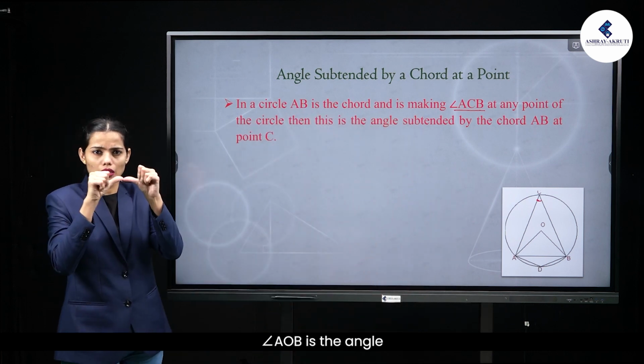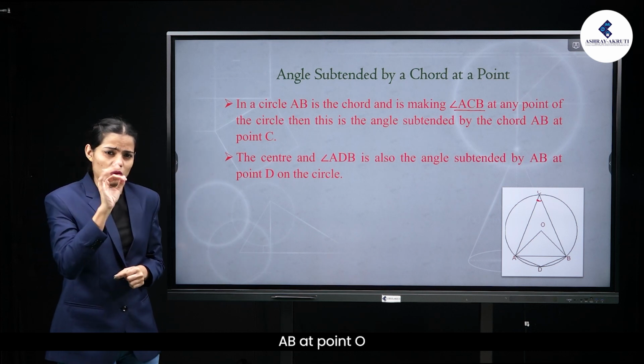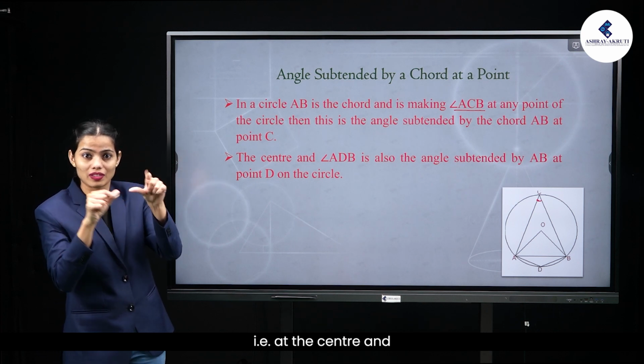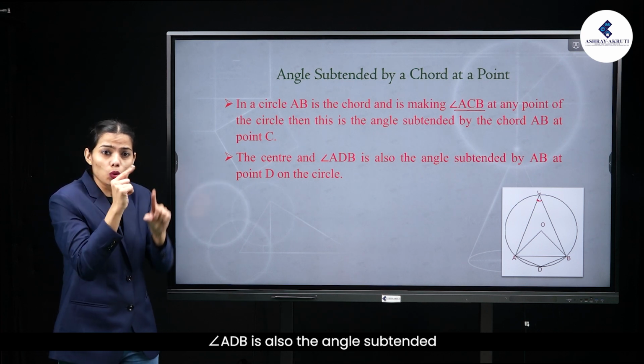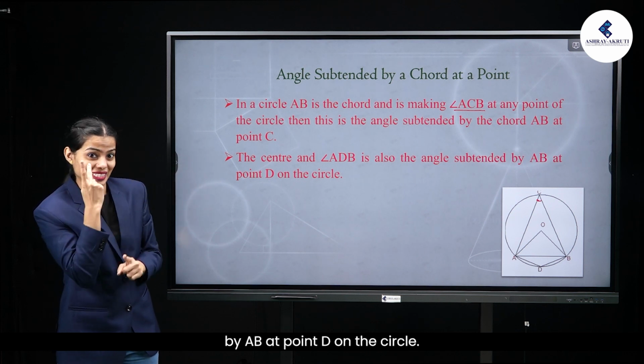Likewise, angle AOB is the angle subtended by chord AB at point O, that is at the center, and angle ADB is also the angle subtended by AB at point D on the circle.